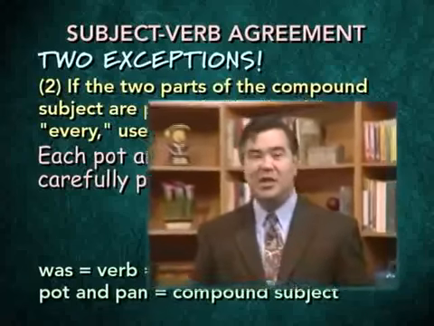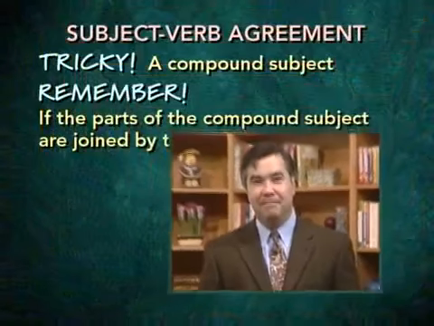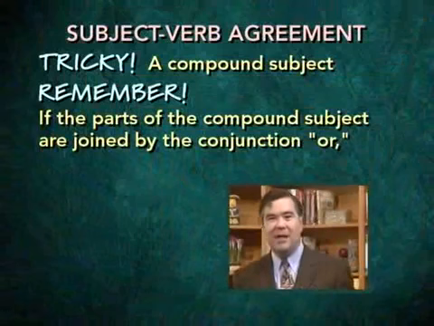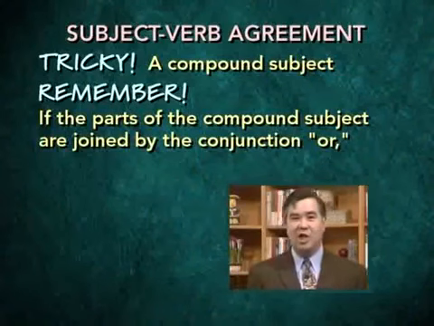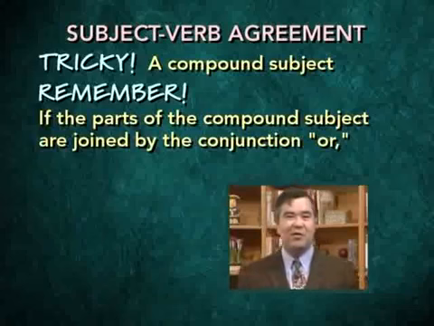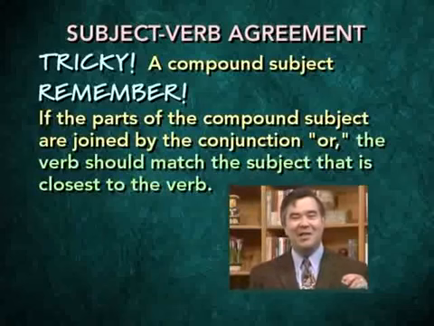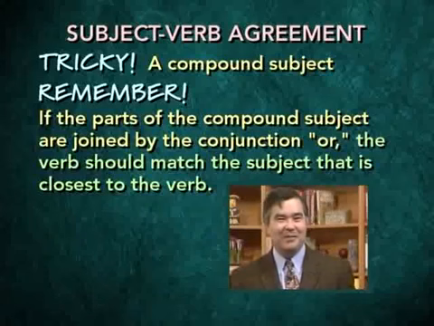Once again, this exception doesn't come up too often. 90% of the time, when you have a compound subject that consists of two or more parts joined by the conjunction and, you want a plural verb. But in this particular case, you want a singular verb instead. Now, when the subject is compound, if the parts of the compound subject are joined by the conjunction or, we have a different rule. In this case, the verb should match the subject that is closest to the verb.